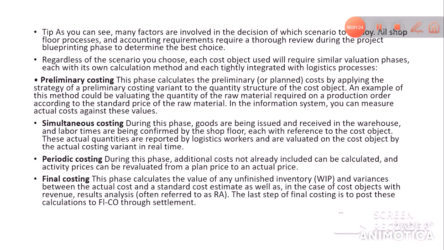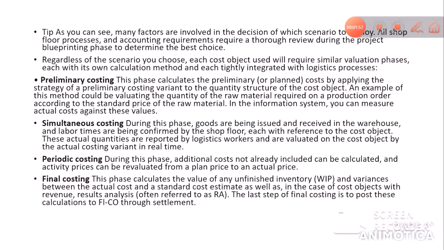Preliminary costing, in that they will do the plan costs by applying the preliminary costing variant to the quantity structure. So for this example is evaluating the quantity of the raw material required on a production order according to the standard price of a raw material.